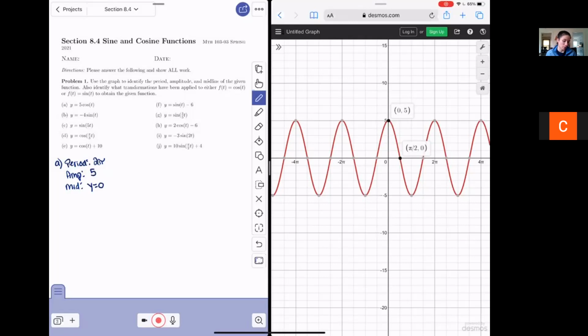So now we have to identify what transformations have been applied to either cosine of t or sine of t. So we have cosine of t here. So what transformation, and the same transformation rules apply as in the last chapter, what transformations were done to cosine of t?